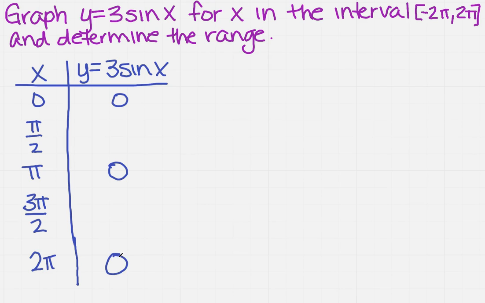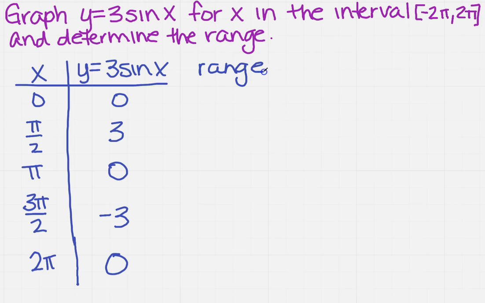So those are easy. Now I know that pi over 2, the sine of that is 1, and 1 times 3 is 3. This one is negative 1 times 3 is negative 3. Well, I notice that my only values are 0, 3, 0, negative 3, 0. So I know the range right away, right? The range is going to go from minus 3 to 3. So that's the easy part out of the way.